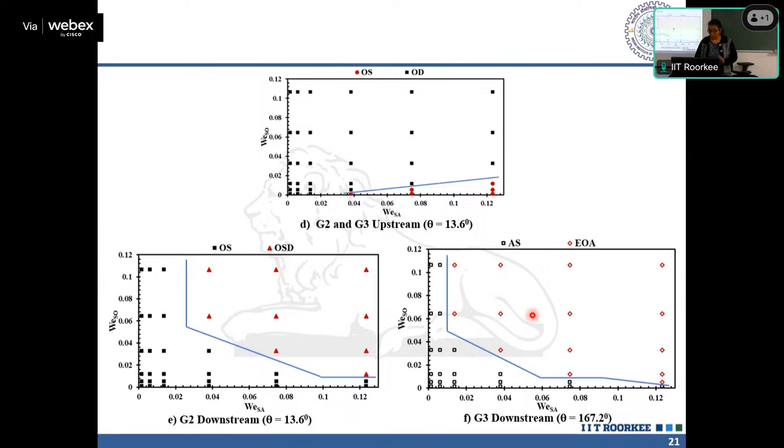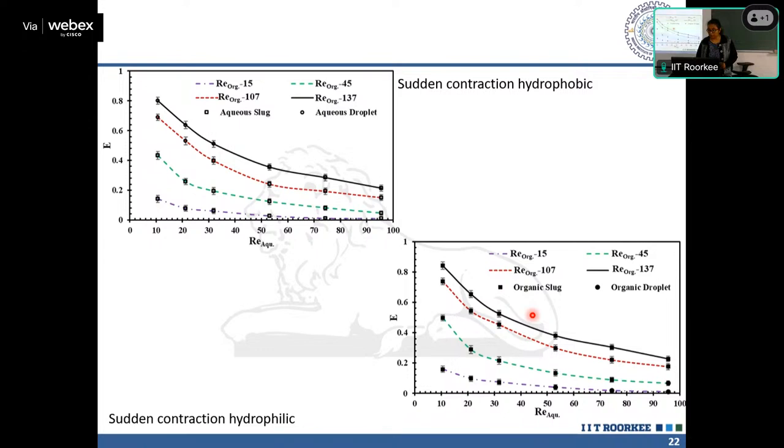With this much understanding, let us now look at the effect of this change on the extraction efficiency. So this is our G1, sudden contraction, hydrophobic, all homogeneous hydrophobic. So this is my extraction, highest extraction efficiency is around 80%. For sudden contraction hydrophilic, efficiency slightly enhances. Any reason? What is the difference over here?